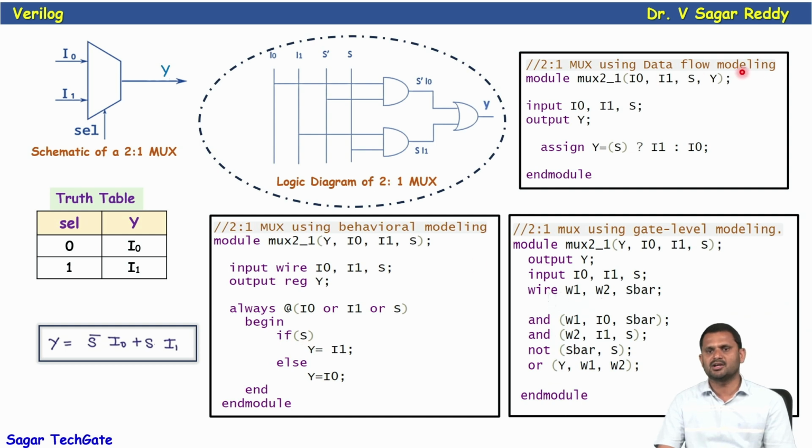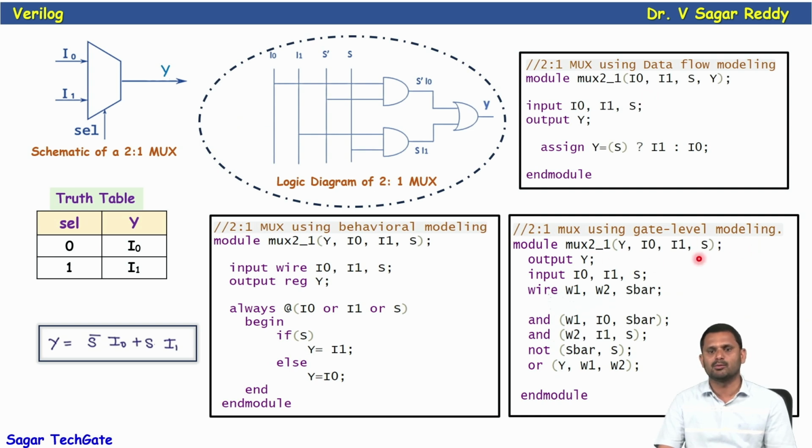In the same way, data flow modeling. By using continuous assignment, assign Y is equal, if S is equal to 1, Y is equal to I1. If S is equal to 0, then we'll execute this block, so Y is equal to I0. And there is a conditional operator. Already we discussed in detail all operators in Verilog. If S is 1, it is true, then this is the true expression, Y is equal to I1. If S is false, 0, then Y is equal to I0. Like that, we can use a continuous assignment to describe the digital circuit in data flow modeling.